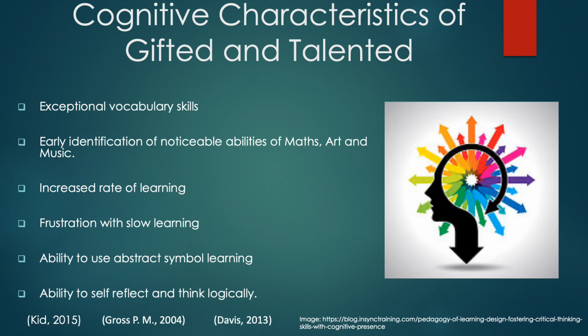Leading on from the social and emotional characteristics, it is crucial as an educator to have a baseline understanding of the cognitive characteristics associated with gifted children. Many of these cognitive characteristics of gifted learners develop at a young age and are visibly noticeable. From early on, many gifted students have exceptional vocabulary skills, display abilities in early maths, art, and music, and often get frustrated if the rate of learning is slow as they are ahead of their peers due to their giftedness.